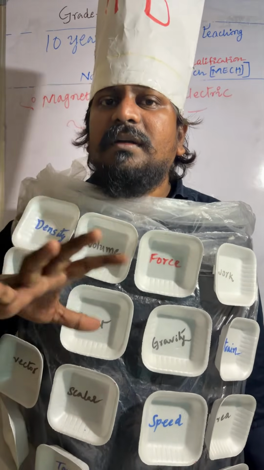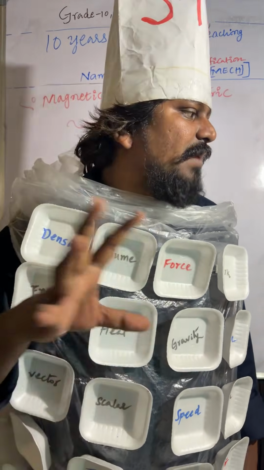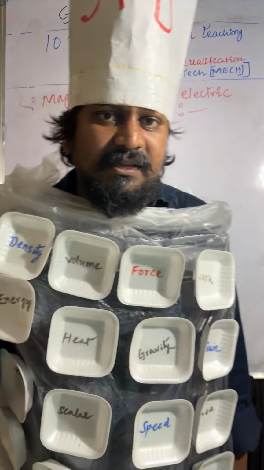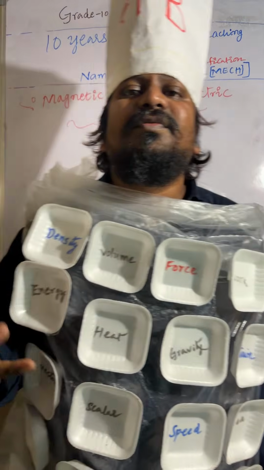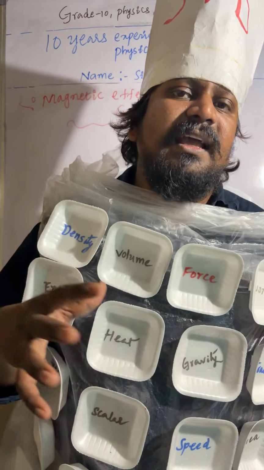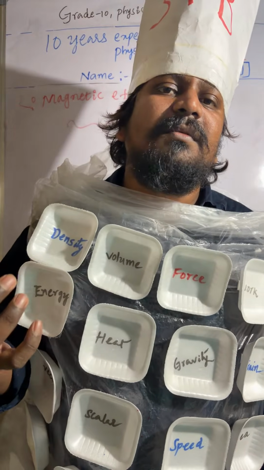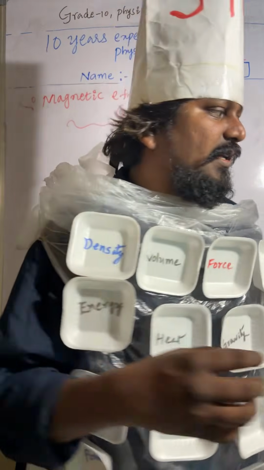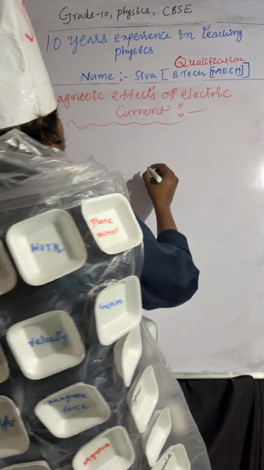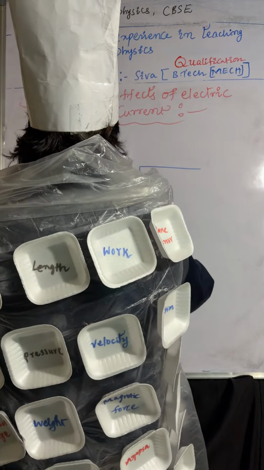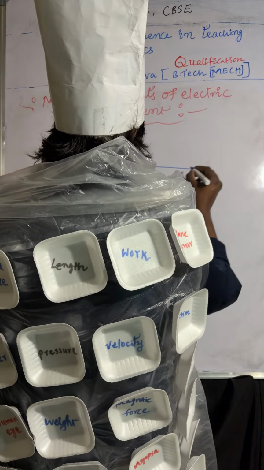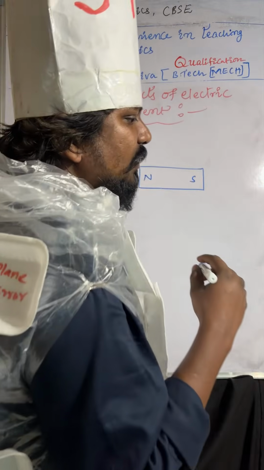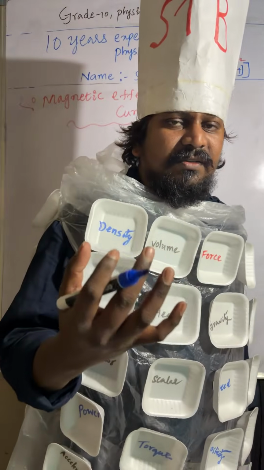Understood or not? Around the magnet, a magnetic field will be there, in the form of field lines. So around the bar magnet, the magnetic field will be in the form of field lines. I'm taking the bar magnet here, and this is the north and south. Around the bar magnet, a magnetic field will be there.